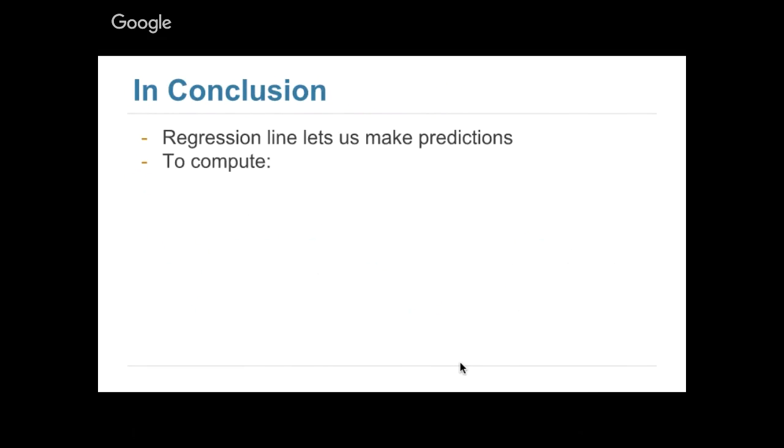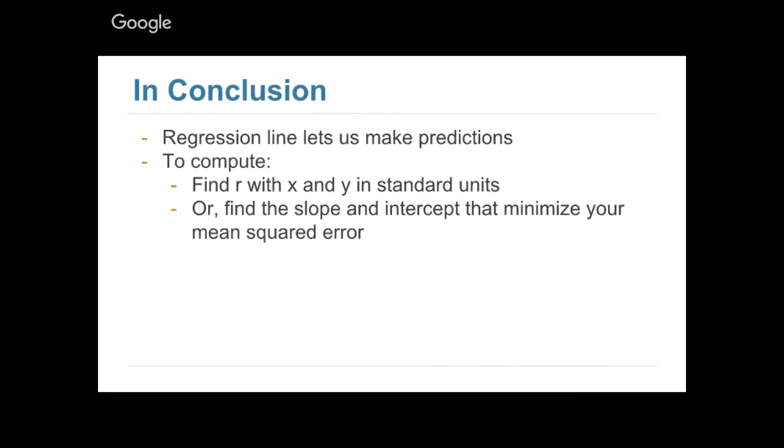In conclusion, we have a regression line that lets us make predictions. We have two ways of computing it: find r by multiplying x and y, or find the slope and intercept directly by using the minimize function. In particular, if we minimize nonlinear functions, we have nonlinear regression.